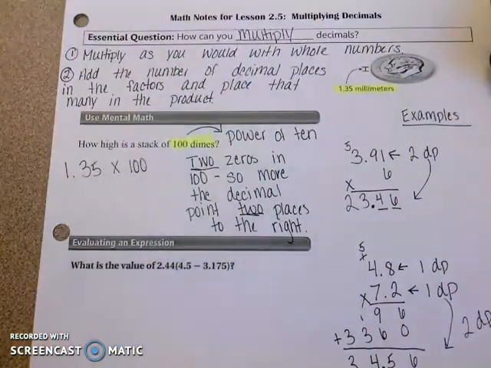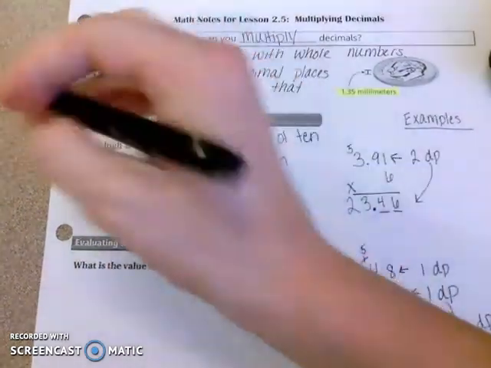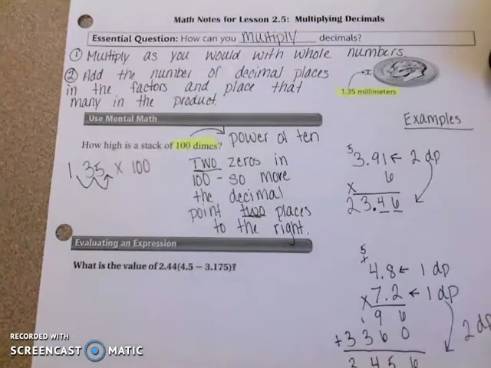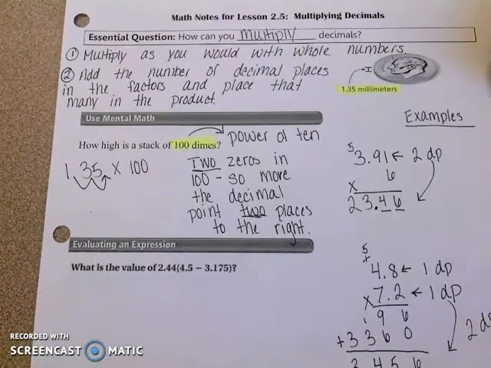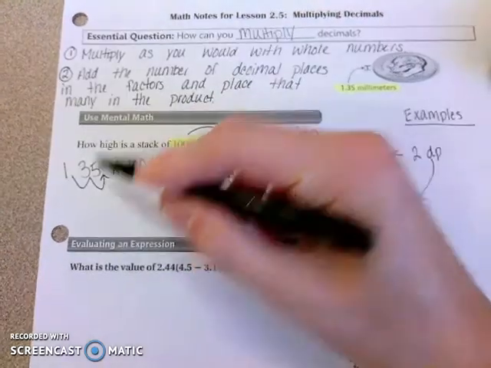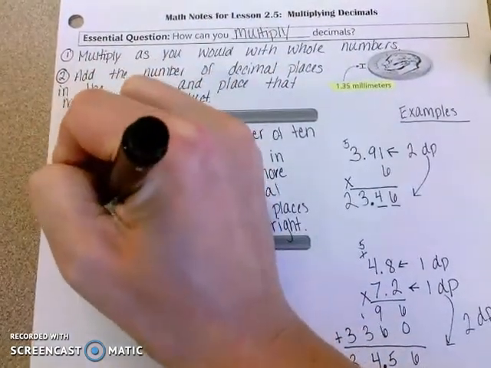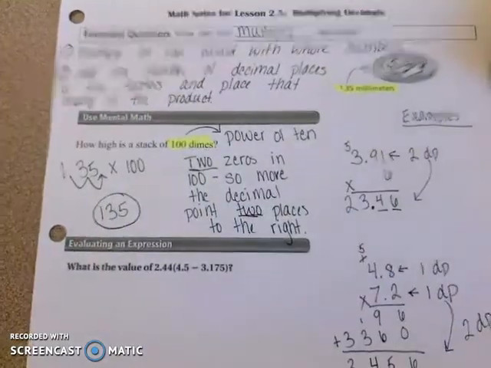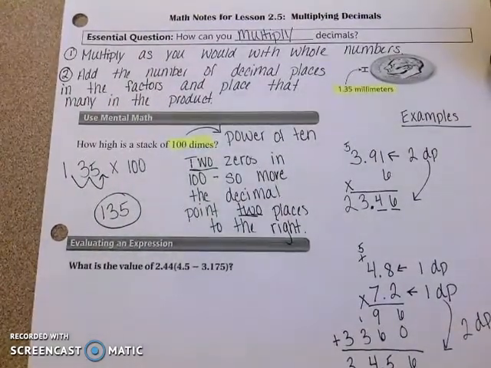Since I'm multiplying, I want my number to get bigger. And if I move my decimal point to the right, the number itself is going to get bigger. When we divide, we'll talk tomorrow about how we're going to move our decimal point a different way. So if I move my decimal point here, I now have 135. So a stack of 100 dimes would be 135 millimeters.